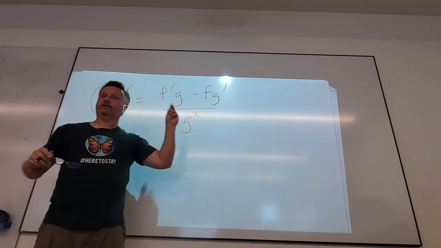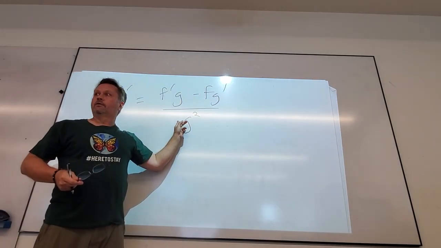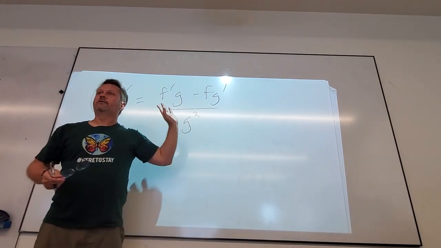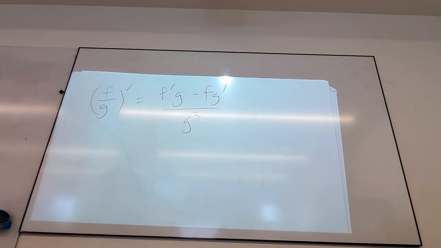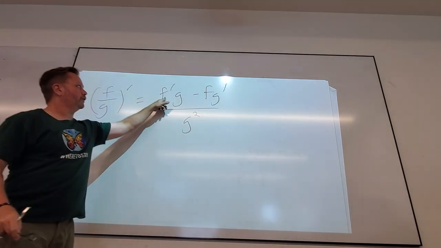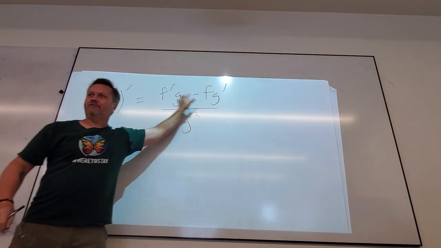There's a song for this. Of course there's a song. I never remembered it because it actually rhymes two different ways. Some of you know the high, low one. Here's my song: top first. You take the derivative of the top first, and then everything flows after that.